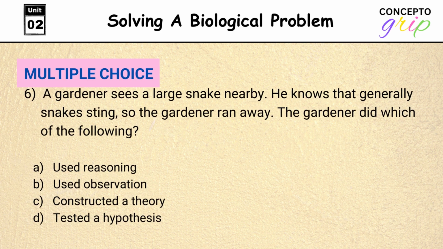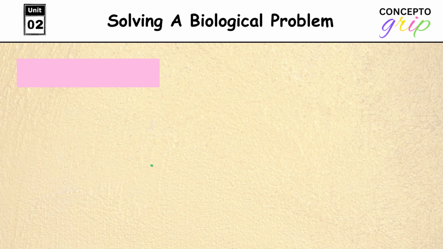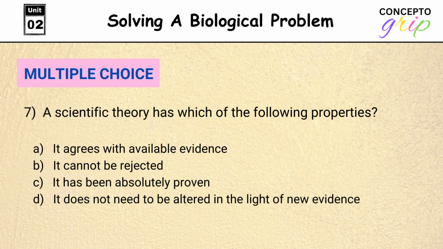Number 6. A gardener sees a large snake nearby. He knows that generally snakes sting, so the gardener ran away. The gardener did which of the following? A. Used reasoning. B. Used observation. C. Constructed a theory. D. Tested a hypothesis. Correct option is A. Used reasoning.